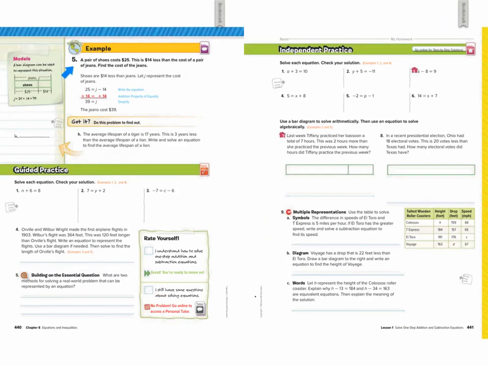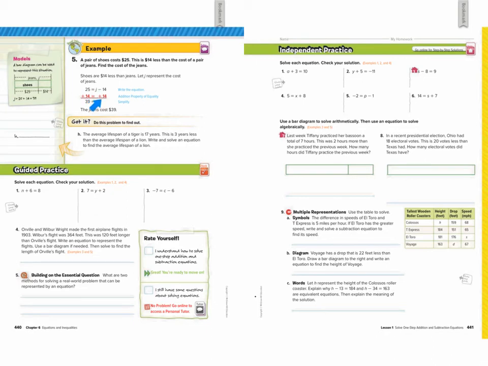Hey, another story problem. A pair of shoes costs $25. This is $14 less than the cost of a pair of jeans. Find the cost of the pair of jeans. So start with what we have been given. We know that a pair of shoes is $25. That cost of shoes is $14 less than jeans. We can use J for jeans, and we're subtracting because the cost is less than.